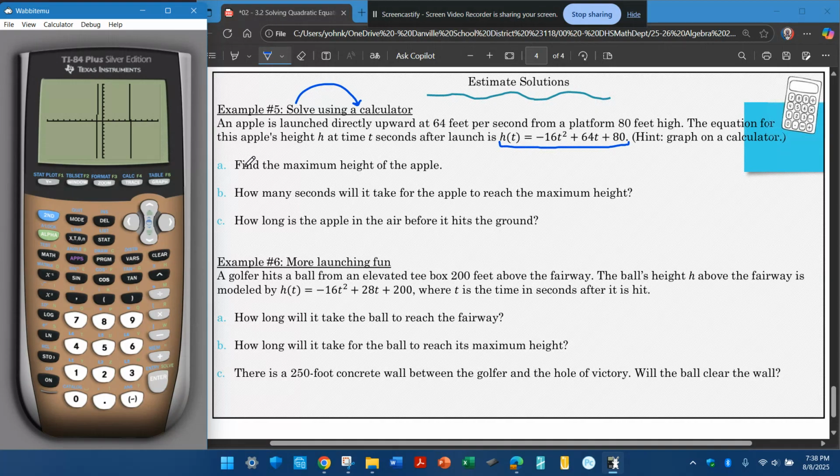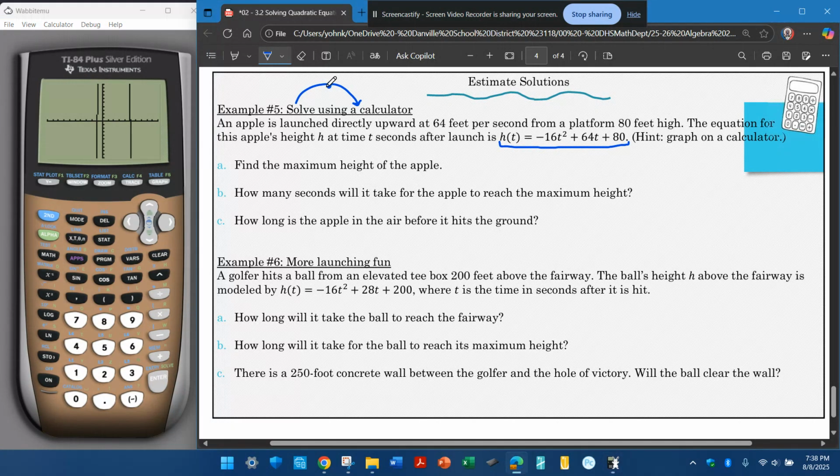All right, let's read what we're trying to actually do. Find the maximum height of the apple. So the maximum height is up here at the very top of the graph, and so that's the y part of the vertex. So we need to find the y part of the vertex. Well, in order to find the y part of the vertex, you got to find the x part first, and the x part is negative b over 2a. So we need to take a look here. Let's see, our a is negative 16, our b is 64, and our c is 80.